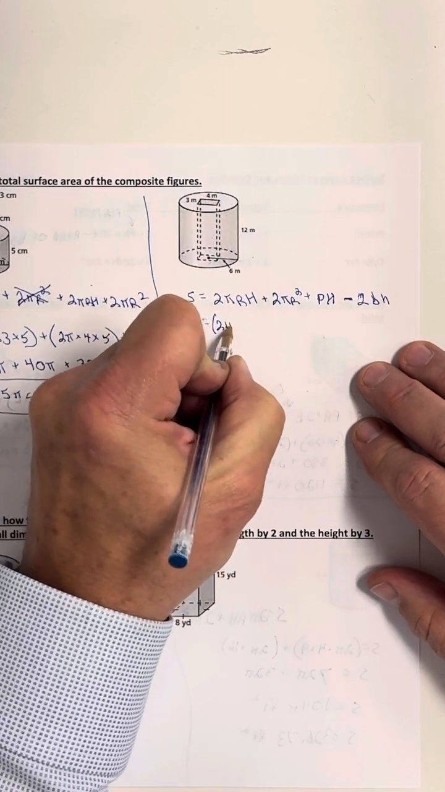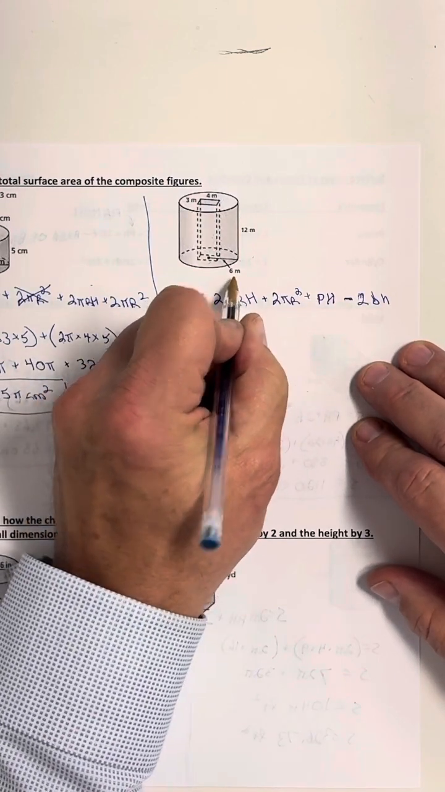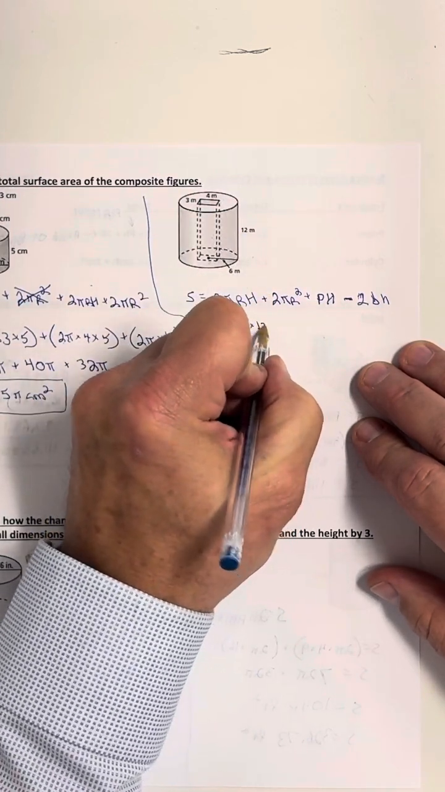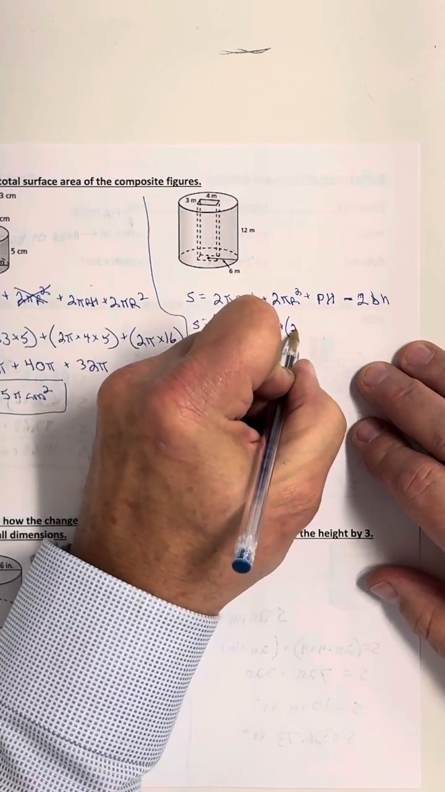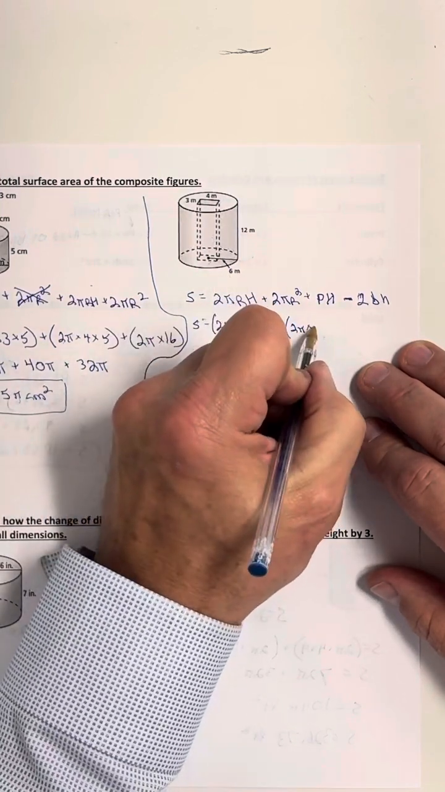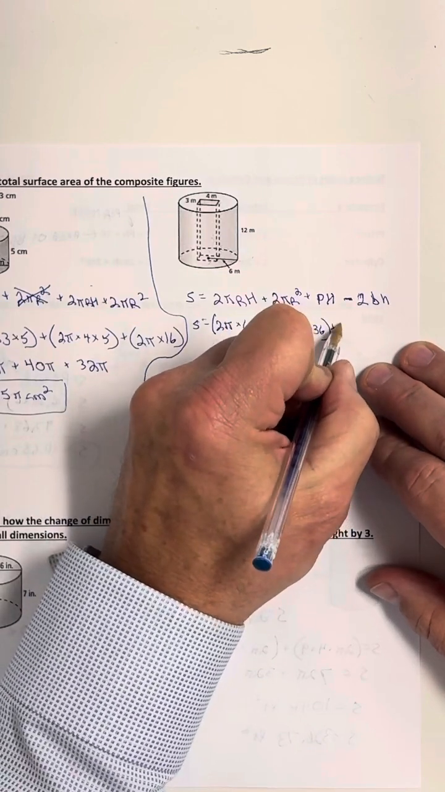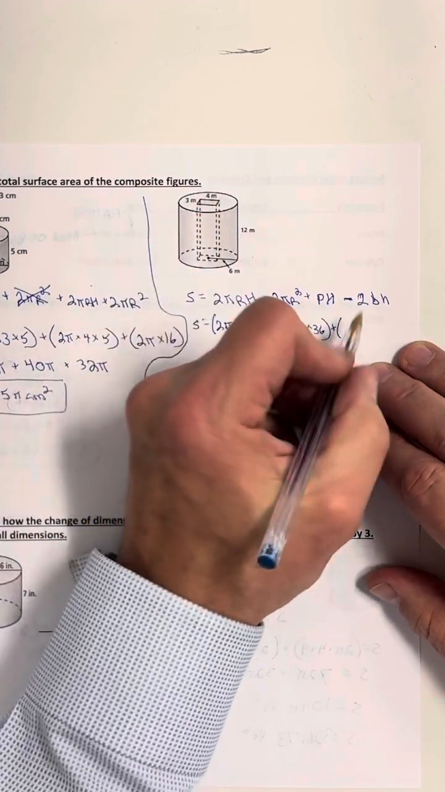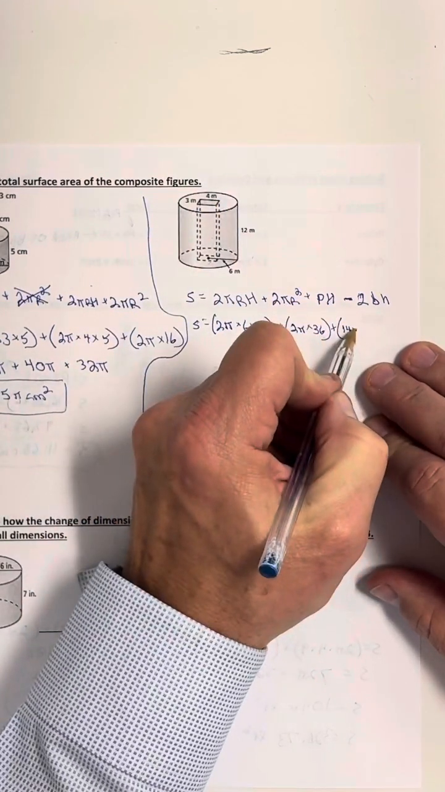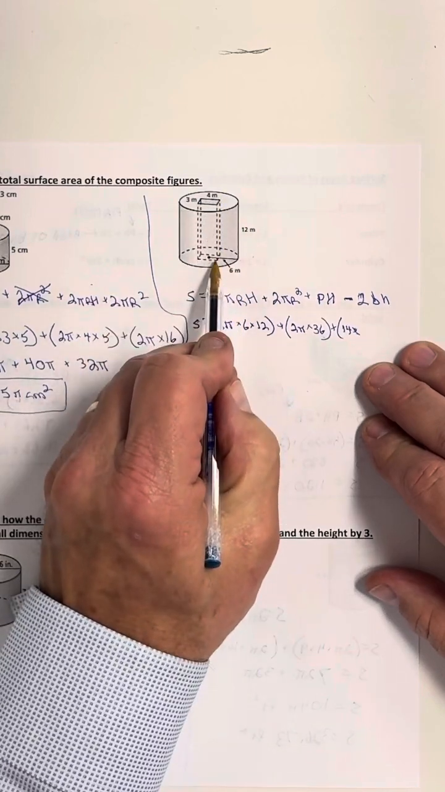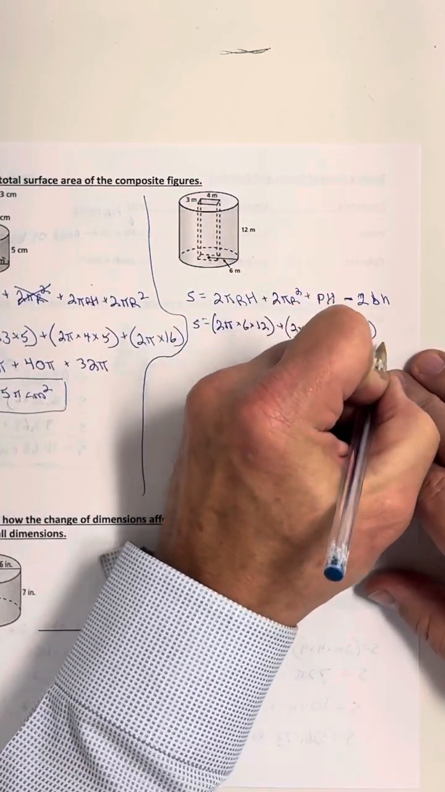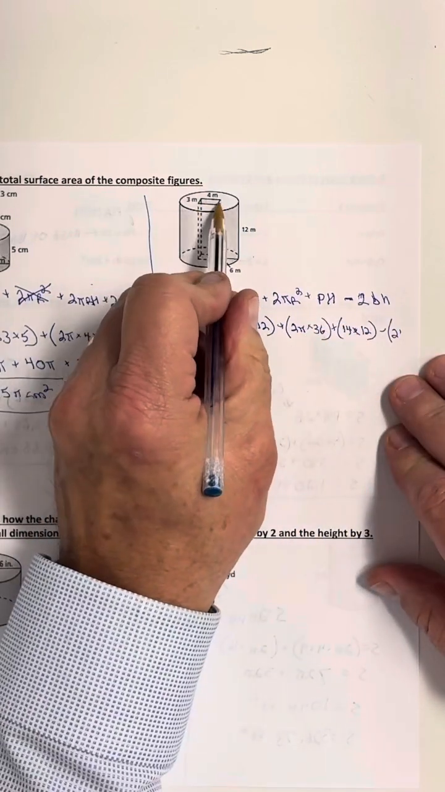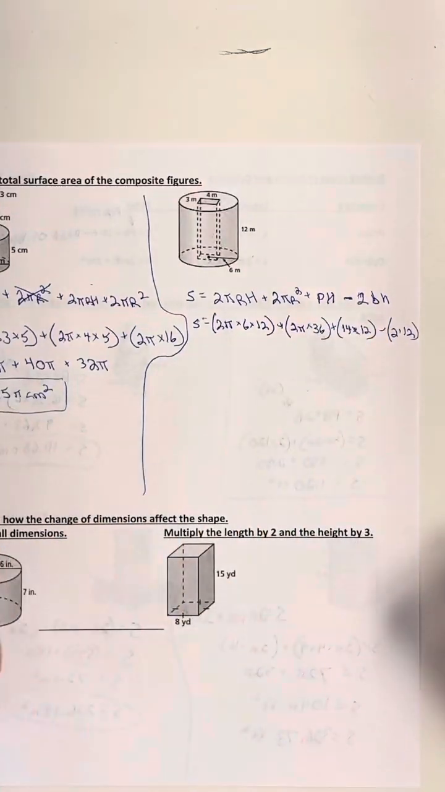2 times pi times the radius of the circle, which is 6, times the height of the cylinder, 12, plus 2 pi times the radius squared, 36, plus the perimeter of the little square, which is 3 plus 4, 7, and 7 make 14. The height of the rectangle is 12. Now we have to subtract out the two holes. So that would be 2 times 3 times 4, which is 12. So that's what we should have.